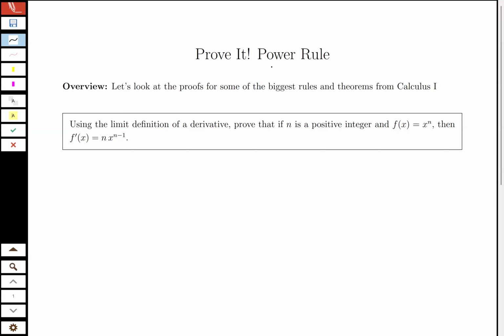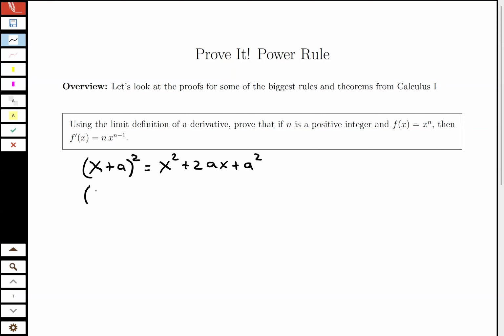Let's look at a proof for the power rule of derivatives using the limit definition. Now, before we do that, I just want to note that if you're looking at something like (x + a) squared, and you were to expand that out, that would be x squared plus 2ax plus a squared, where you kind of have the powers of the x's going down, and you have the powers of the a's going up.